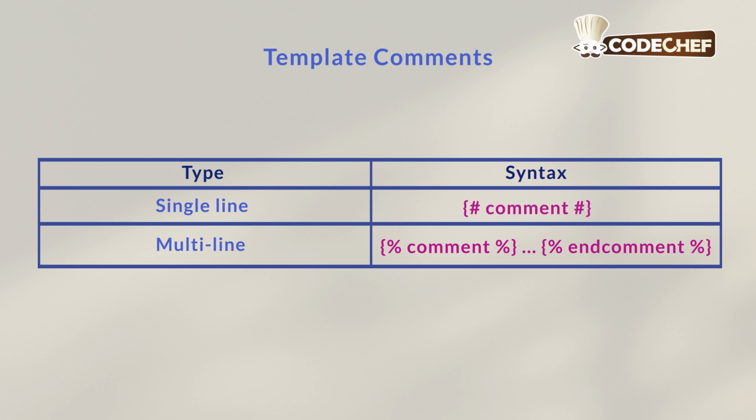Similarly, you can also have multi-line comments. For that, you start with the curly brace and the percent symbol, say comment, write whatever you want here, and end it with the endcomment tag. Whatever comes in between will be treated as a multi-line comment. You can have multiple lines of comments and just end it using this tag. We'll see this as well in the example that we will take. Alright, now let's go to the CodeChef platform and take a simple example and see how filters and comments can be used in Django templates.